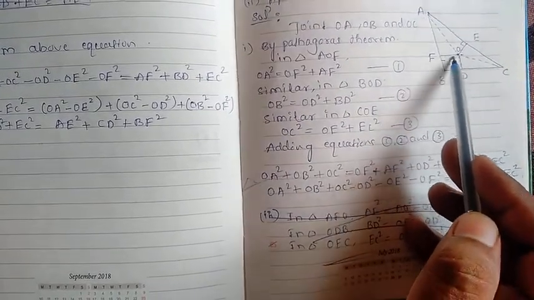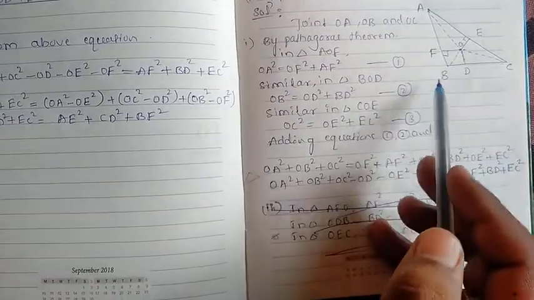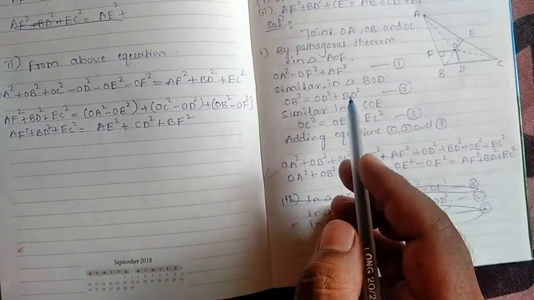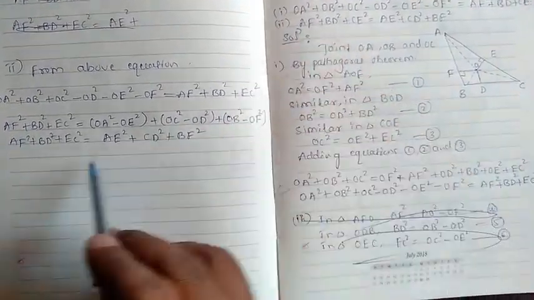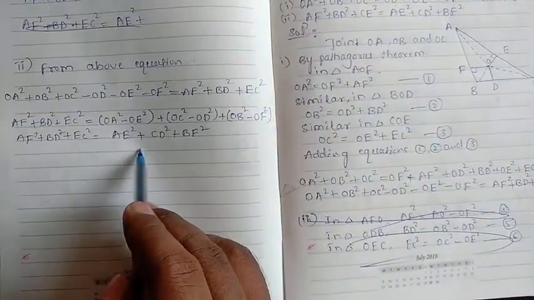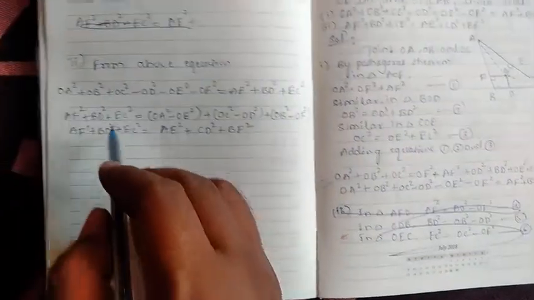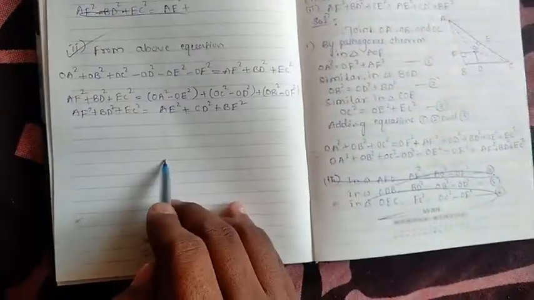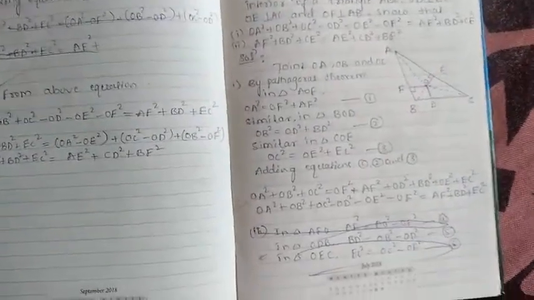See, the second question to prove here: AF square plus BD square plus CE square is equal to AE square plus CD square plus BF square. So you got that. Just by comparing this equation, you will get the second one's answer. I hope you understood, children. Now these examples are very important. It is a little lengthy, but you have to apply the Pythagoras theorem. You will get the answer by knowing which triangles you have to take.